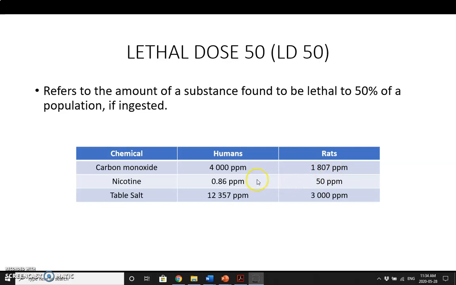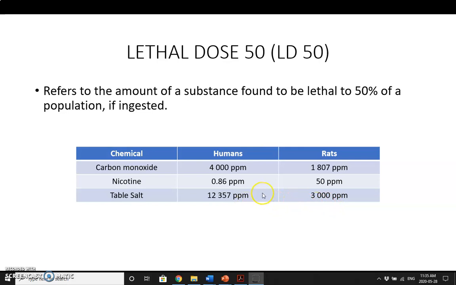If you look at nicotine, though, humans are actually more sensitive to nicotine than rats are, and so the lethal dose 50 for humans is a lower concentration than for rats, which is an interesting thing to point out. And then the last one is even substances that we take into our body on a regular basis. If you take too much of it in, it can still be lethal to you. The LD50 for table salt is quite high in terms of its concentration, 12,357 parts per million. And for rats, it's a lot less.